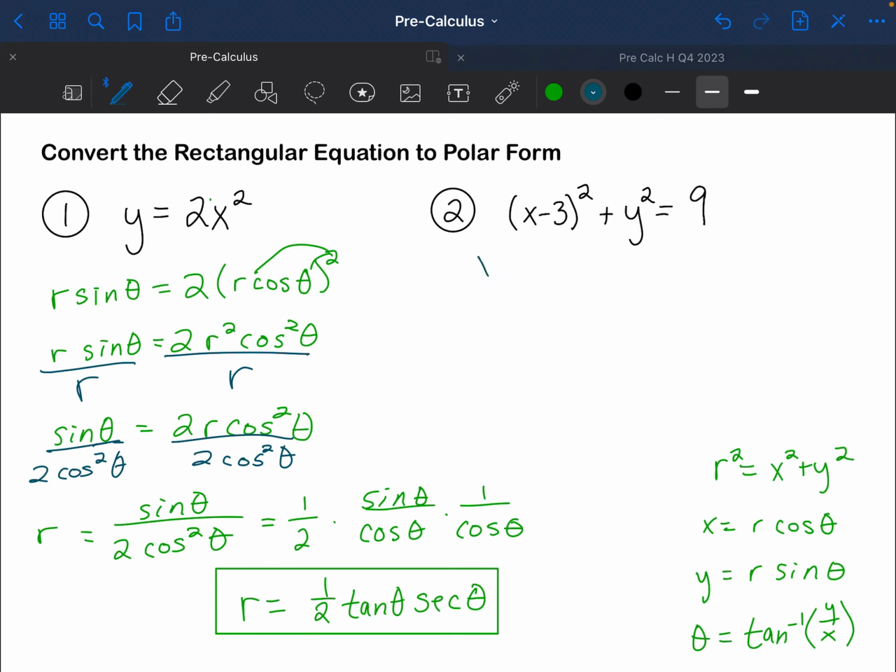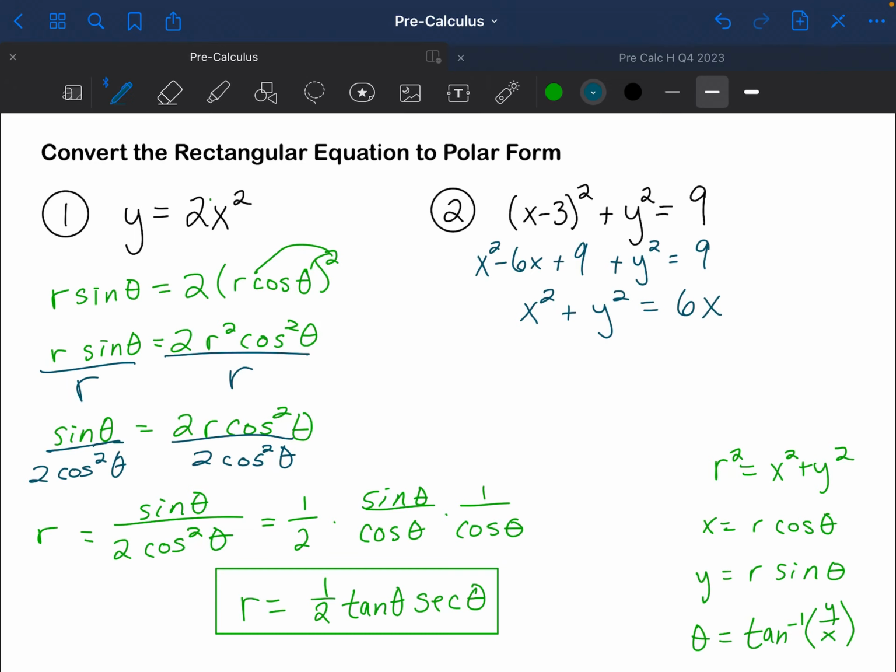x minus 3 squared becomes x squared minus 6x plus 9. Then we have that plus y squared equals 9. I'm going to move this around. I'm going to put the 6x and the 9 and move those over to the other side. And you'll see why in a second. I add 6x and I subtract 9 from both sides. And we get x squared plus y squared equals 6x. Ta-da! This is looking better.